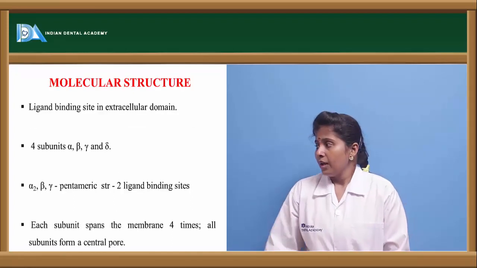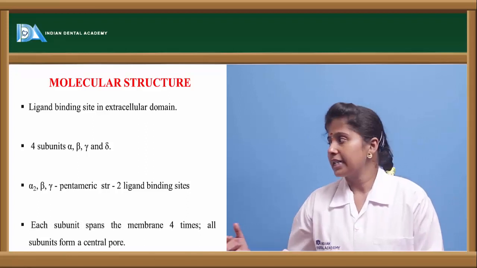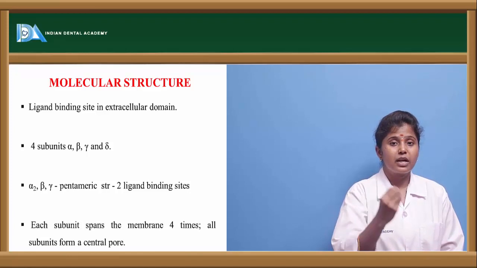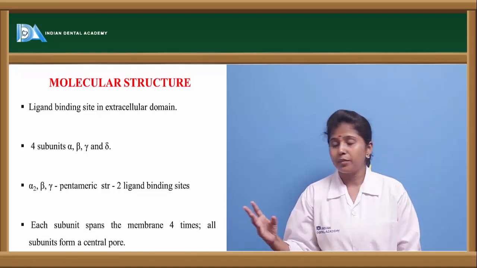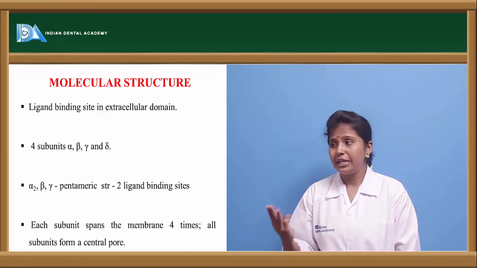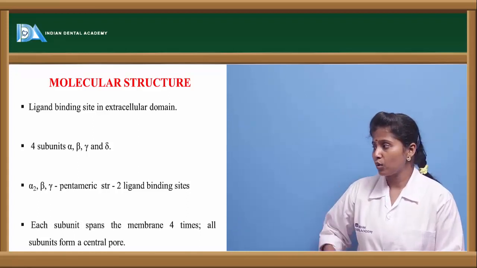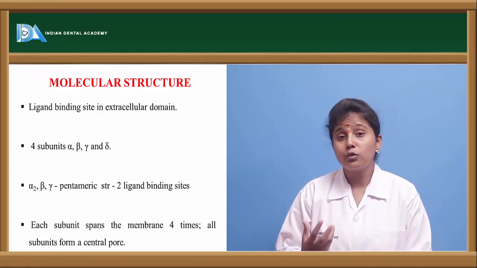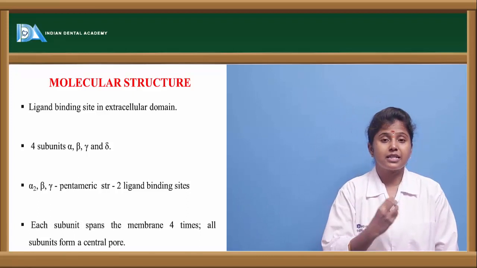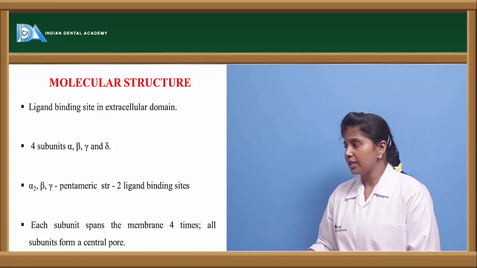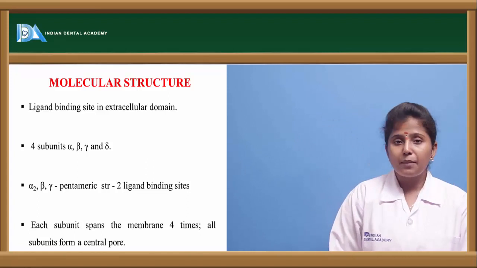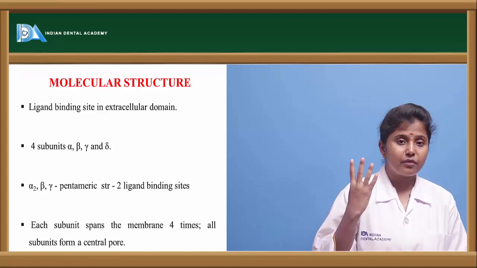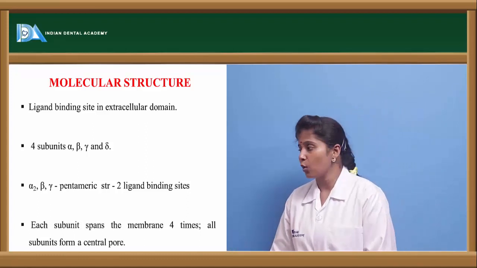And if we see the molecular structure, it is ligand gated. So it has a space for the ligand to bind to it, and it has subunits: 2 alpha, 2 beta, and 1 gamma and 1 delta are also there. A few receptors have a pentameric structure, in the sense they have 5 subunits, and each subunit spans the membrane 4 times.